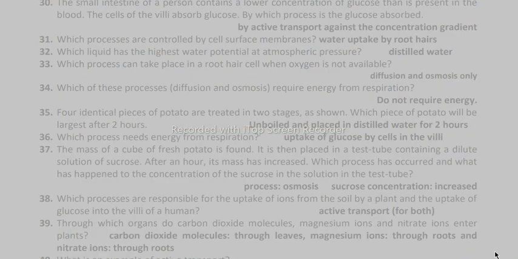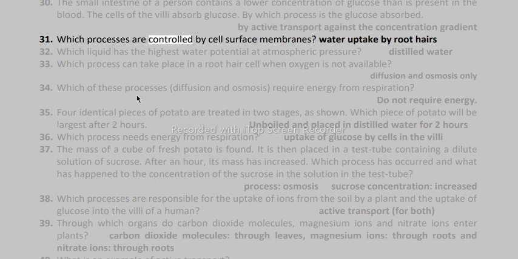30. The small intestine of a person contains a lower concentration of glucose than is present in the blood. The cells of the villi absorb glucose. By which process is the glucose absorbed? By active transport against the concentration gradient.